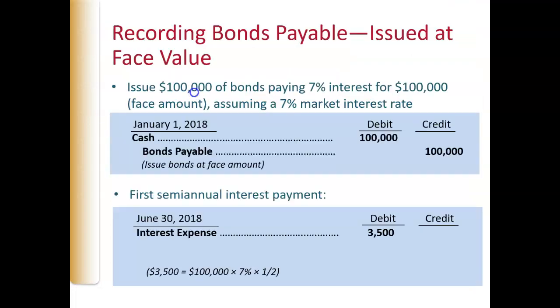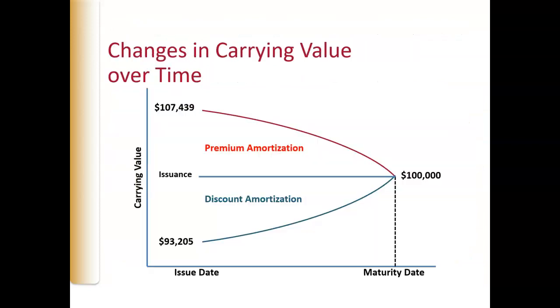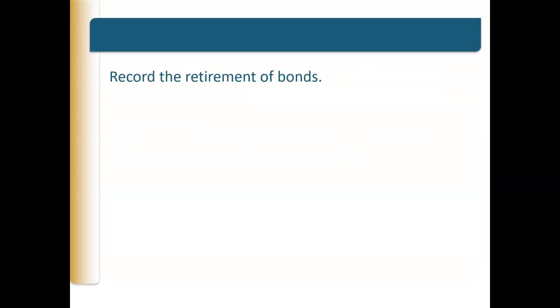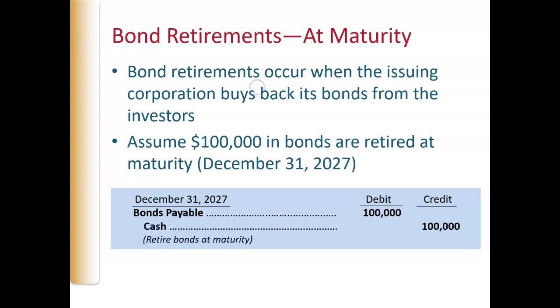Okay, so we went through these problems. We learned how to record them. Now what we're going to talk about is disposing of bonds. How do we record the disposition of bonds? Bond retirements occur when the issuing corporation buys back its bonds from the investors. Assume 100,000 in bonds are retired at maturity. That's easy. When they retire at maturity, piece of cake. So when they retire at maturity, you would debit the bonds payable, to get rid of the liability, and credit your cash. Okay? There's no gain or loss because you paid them off at maturity. That was the agreement.